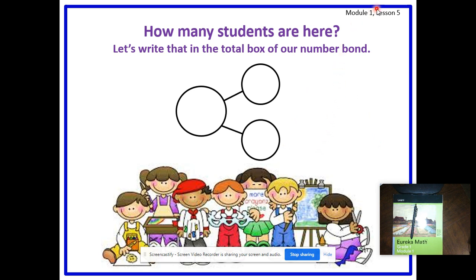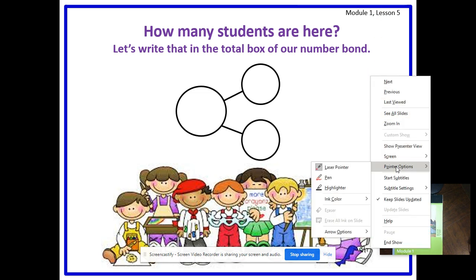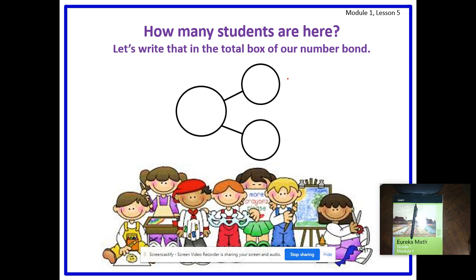Look at my picture. How many students are here? Get ready. Yes, 7. So I'm going to write 7. Hold on, let me get my pen. So I'm going to write 7 in the total box of our number bond, which is right here.